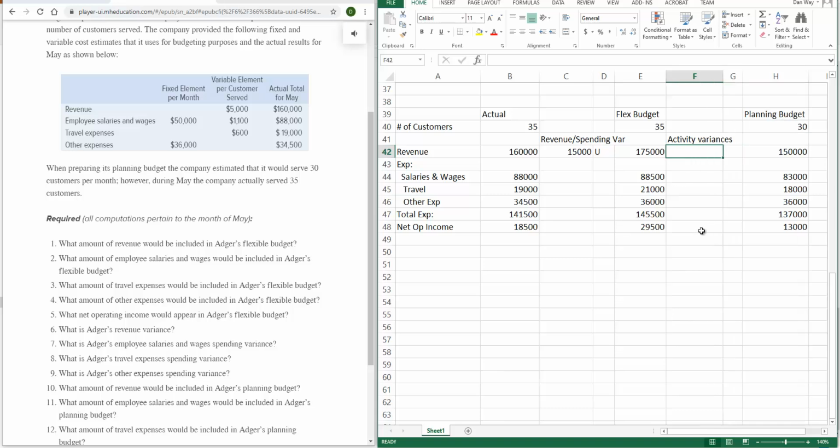Let's go ahead and take care of that activity variance now that we've got space for it. So if we subtract the 175 in the flex minus the 150 in the planning budget, we've got a difference of $25,000. Now the flex budget revenue is higher than the planning budget revenue, so we'd say that's a favorable variance. Remember, that doesn't mean we've necessarily done anything amazing in terms of what we're able to charge customers, but we have served more customers than we expected. So that's potentially a good sign.